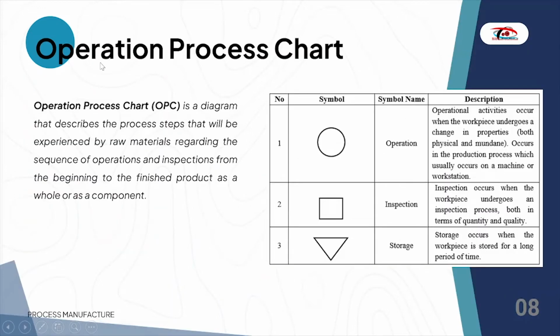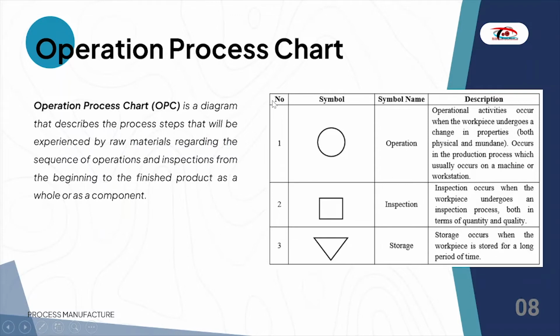Okay, the next one is operation process chart. Operation process chart is a diagram that describes the process steps that will be experienced by raw materials regarding the sequence of operations and inspection from the beginning to the finished product as a whole or as a component.